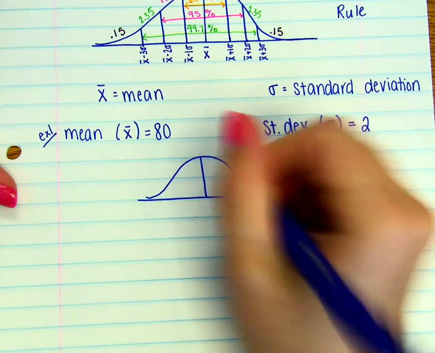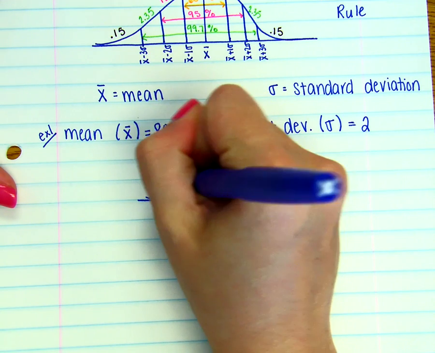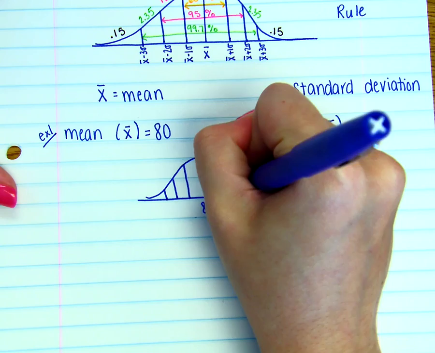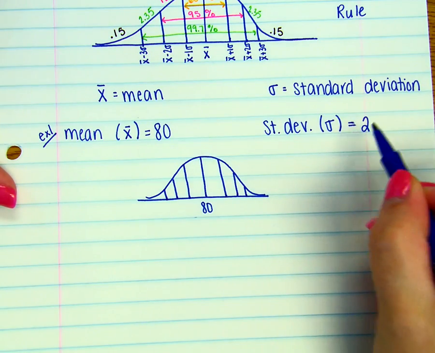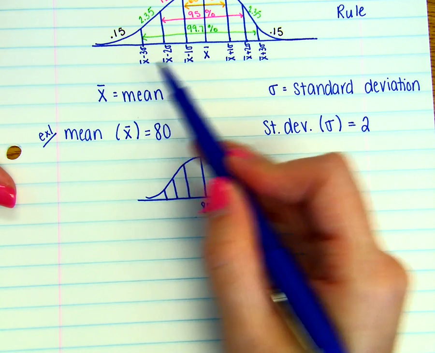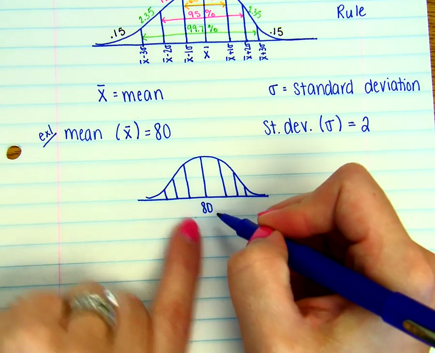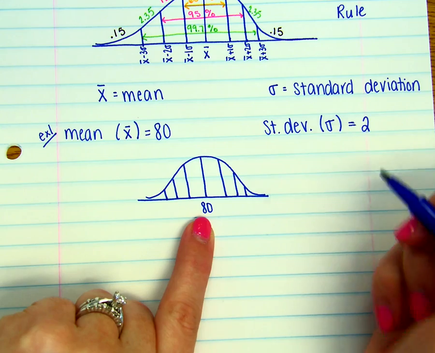Mean's going to go right in the middle. Our mean is 80. We know we're going to have 3 lines to the left and 3 lines to the right. Now, with the standard deviation, remember what we wrote up here. On the left, we're subtracting the standard deviation. On the right, we are adding the standard deviation. So from the mean, we're going to subtract our standard deviation and fill in the numbers to the left.